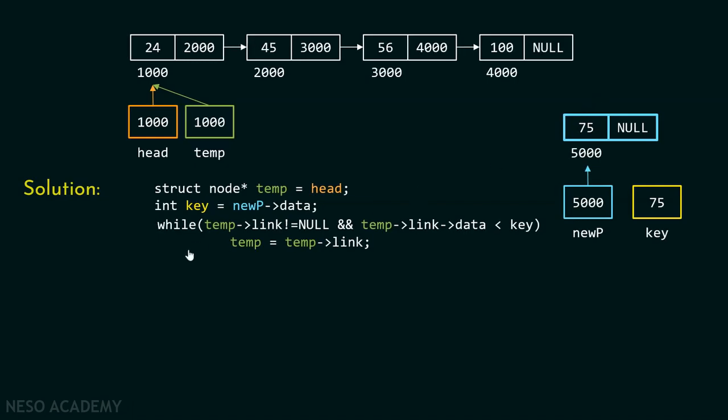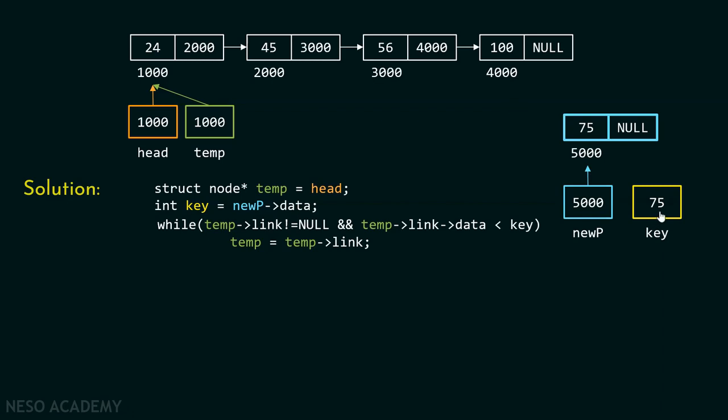So this is the same logic. While temp link not equal to null, it should be well noted that temp link should not be equal to null. If it is equal to null, then we should stop. That means temp pointer will stop at the last node. Let us suppose that instead of 75, we have 102, then temp pointer will stop at the last node in that case.